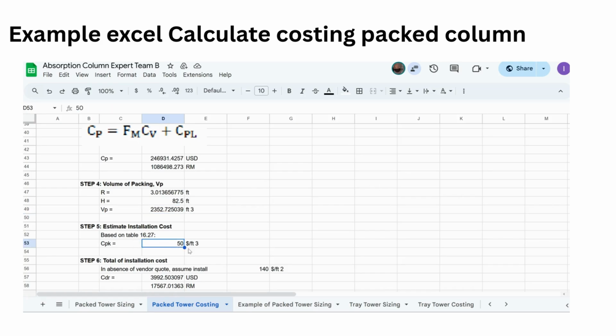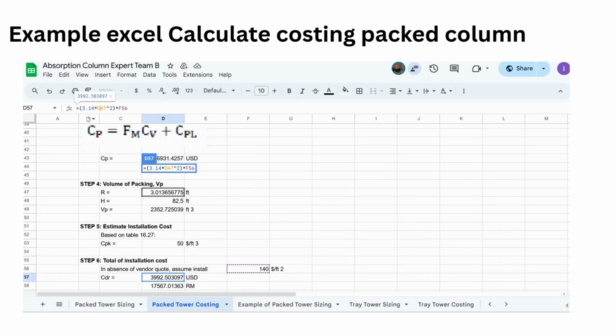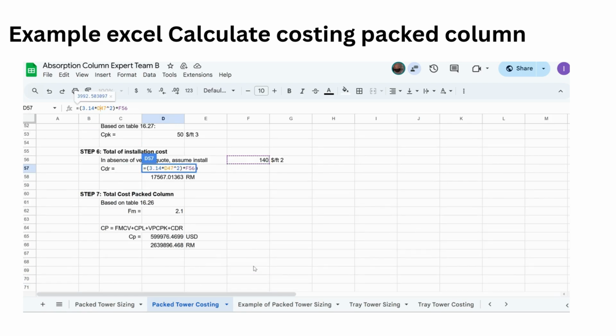We get $50 per 50 cube. This is just the assumptions. For total installation costs, in the absence of a vendor quote, assume install should be 140 ringgit per square feet area. So the CTR will be 3.14 multiplied by the radius squared times this, so we can get the answer CDR.